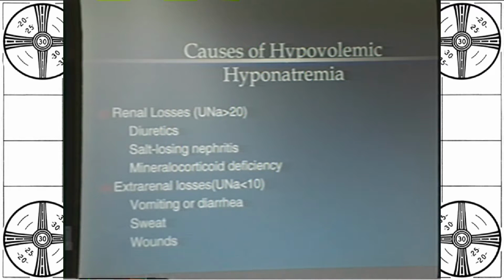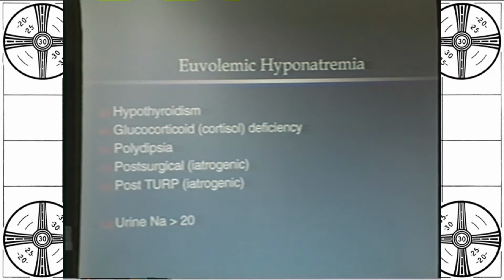Causes of low volume hyponatremia: either sodium's being lost through the kidney or somewhere else. Diuretics, intrinsic kidney disease, vomiting, diarrhea, sweat, wounds with a lot of fluid and electrolyte loss. The causes of hyponatremia with essentially normal or slightly increased volume are hypothyroidism, cortisol deficiency, excess water drinking, and this is in psych patients primarily, and I've dealt with this a few times.